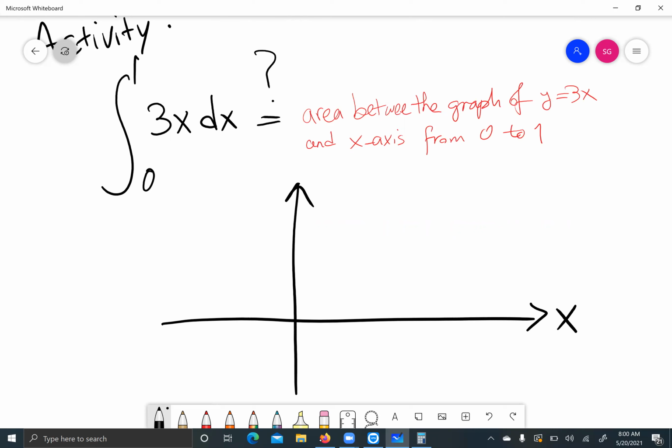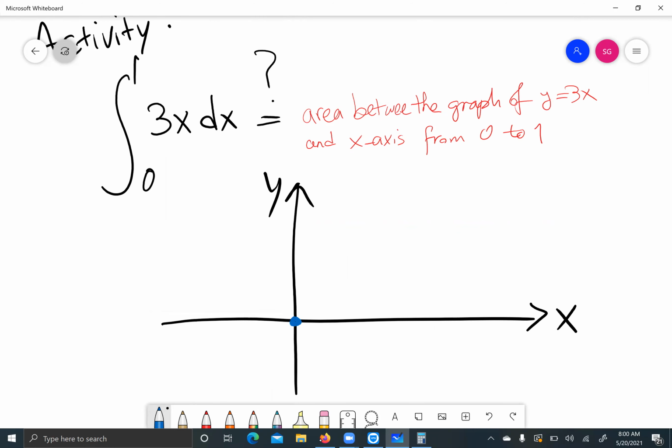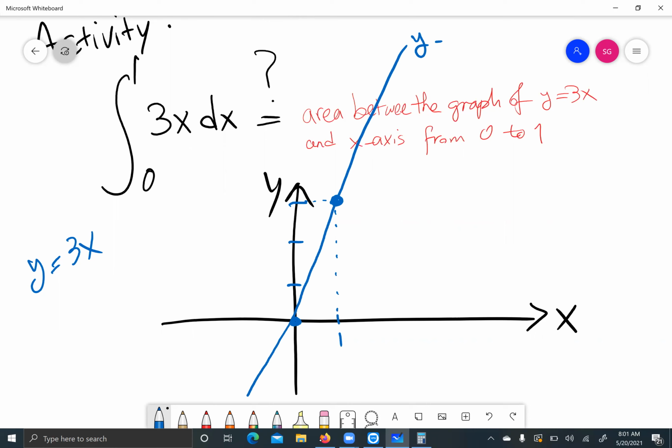3x. So this is the x-axis, the y-axis, and 3x. If we have 2 points of it, we can draw it. At 0 it's 0. At 1, it's 3: 1, 2, 3. Maybe I'll make it bigger. Then we connect it. So this line is the graph of 3x.